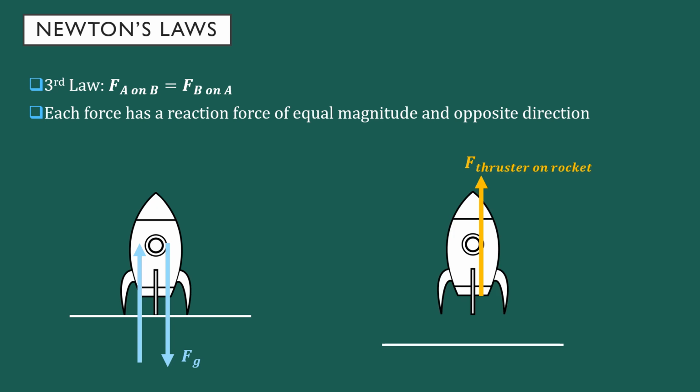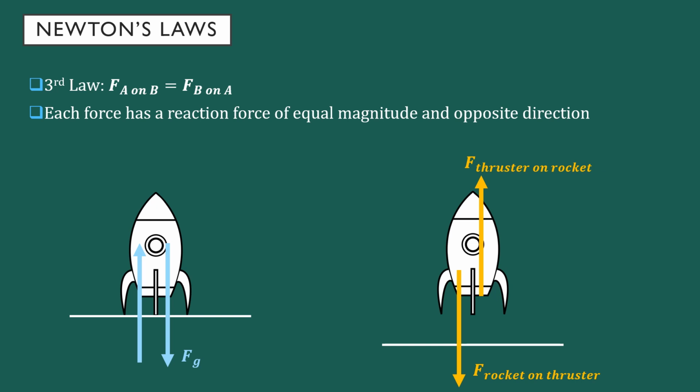Now with this other rocket, have a go. So we have the force of the thruster gas on the rocket. So what's the reaction force? Well, that's simply the force on the thruster gas by the rocket. So it's pushing the gas down, which is what propels the rocket up.